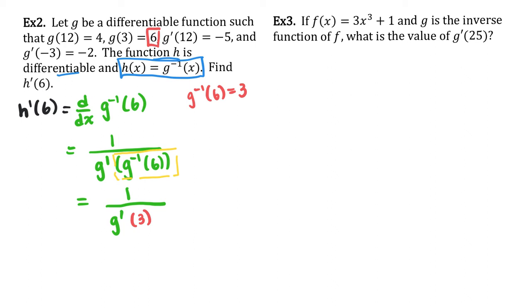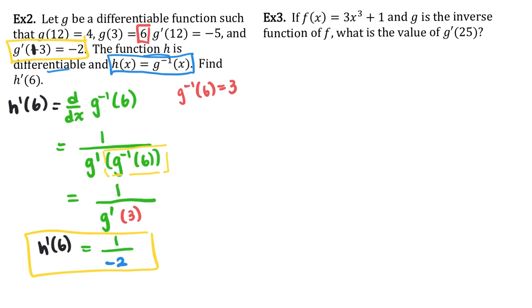So now what do I have? I have 1 over g prime of 3. Hopefully they gave me what g prime of 3 is. G prime of 3... No, it's supposed to give it... Okay, let's pretend this is positive 3 and then I'll change it on your notes. So g prime of 3 is going to be negative 2. So what was I finding? H prime of 6 is going to equal negative 1/2. Okay, let's try one more.